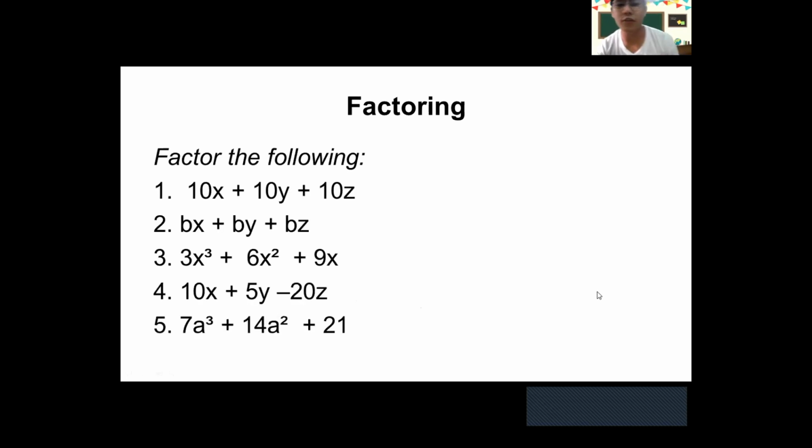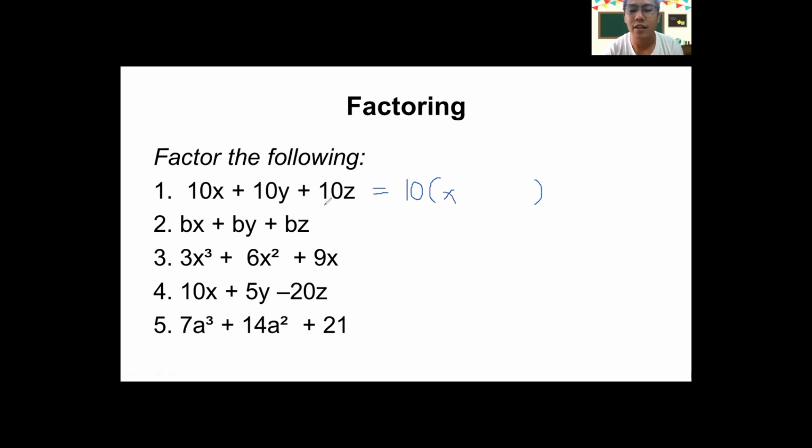Okay. Let's practice more. Okay. Factor the following. 10x plus 10y plus 10z. Okay, so first is to find the CMF. The CMF here is, it is divisible by 10. So therefore, the factor is 10. Then divide the terms by 10. So 10x divided by 10, that is x. 10y divided by 10, that is y. And 10z divided by 10, so that is z.